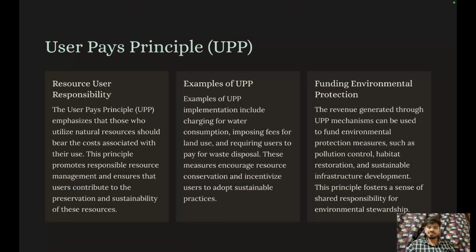And then we have the user pays principle as the second one. Resource user responsibility emphasizes that those who utilize natural resources should bear the costs associated with their use. This principle promotes responsible resource management and ensures that users contribute to the preservation and sustainability of these resources. Examples of UPP implementation include charging for water consumption, imposing fees for land use, and requiring users to pay for waste disposal. These measures encourage resource conservation and incentivize users to adopt sustainable practices, funding environmental protection.